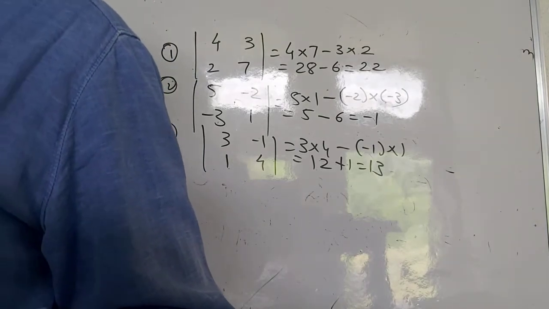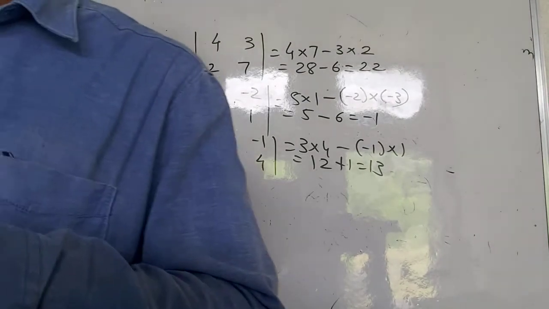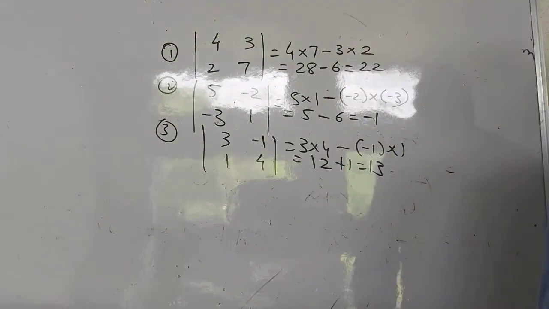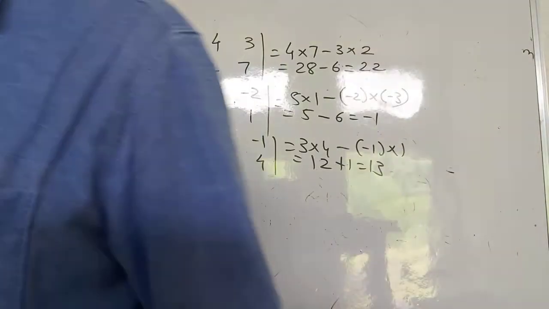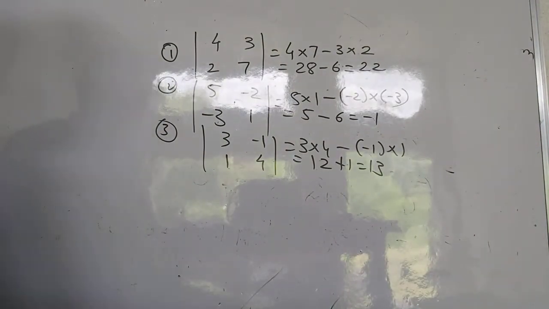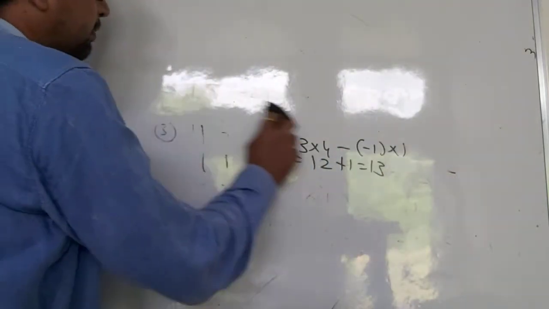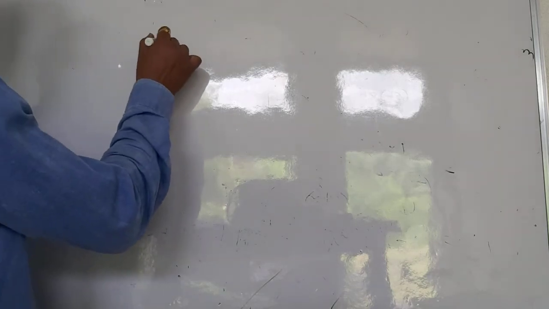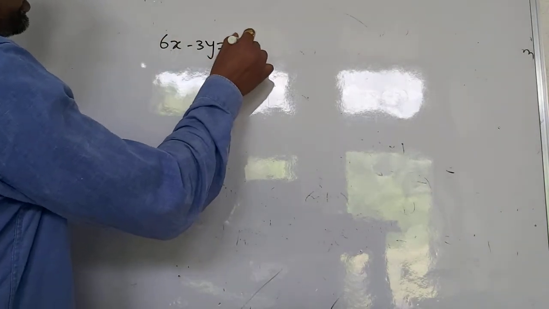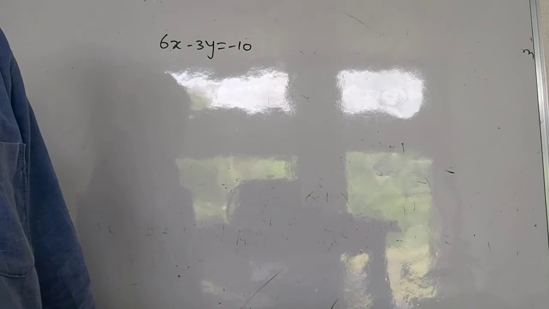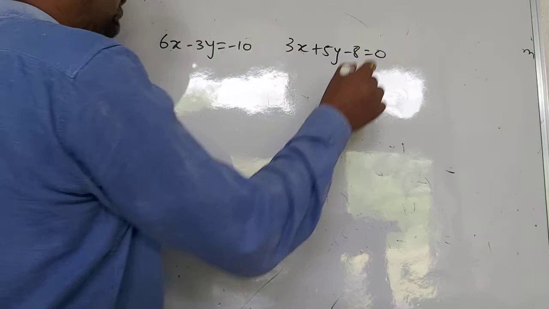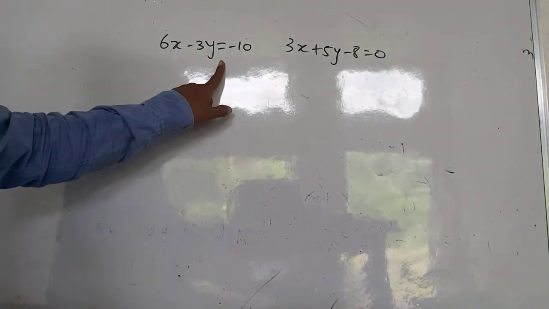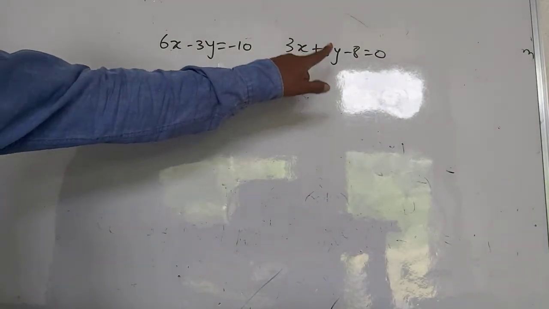Now question number 5 is there. Solve the following equations by Cramer's rule. I will show it here. First equation is 6x minus 3y is equal to minus 10, and 3x plus 5y minus 8 is equal to 0. That is, 6x minus 3y is equal to minus 10 and 3x plus 5y is equal to minus 8.